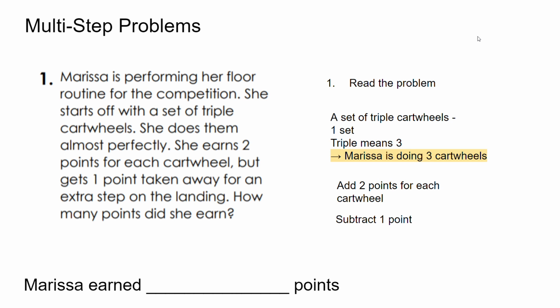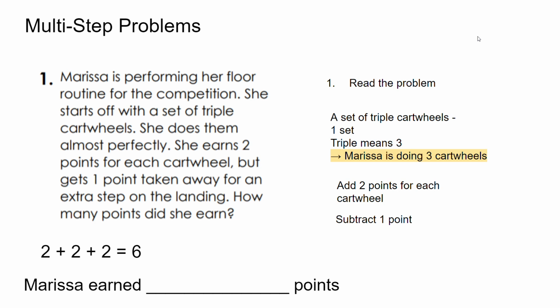3. So we're going to add 2 3 times because she got 2 points for the first cartwheel, 2 points for the second cartwheel, and 2 points for the third cartwheel. So we're going to add 2 3 times. So we do 2 plus 2 is 4, and 4 plus 2 is 6. So overall, she gets 6 points for those cartwheels.